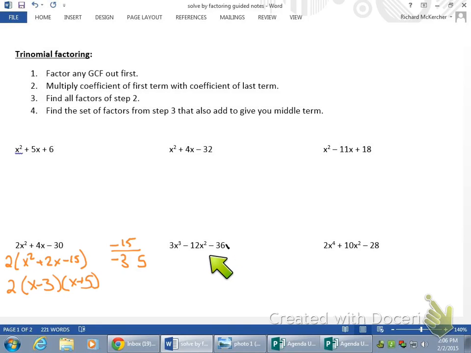Same thing on this one. If there's a GCF, take it out first. And there is a GCF of 3x. I did write the problem down wrong. You'll want to check your notes to make sure there's an x on that. It was a typo, that's my fault. But if you fix that typo right here, then this GCF works. Okay.